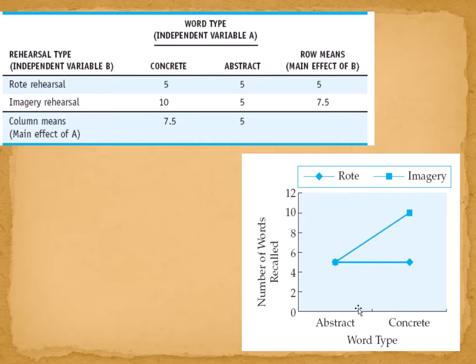Notice in here that the interaction can be shown by an intersection. Interaction, intersection. If lines are parallel in a graph, there is no interaction.